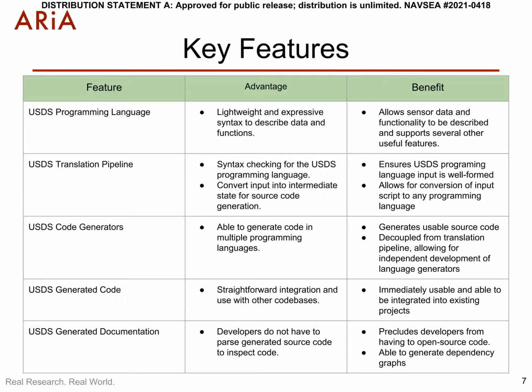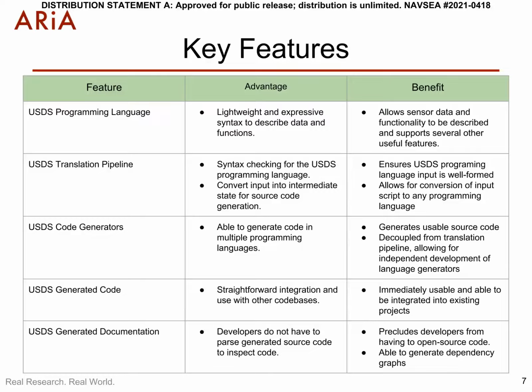The second key feature is the USDS translation pipeline. The advantages of this feature are that it performs syntax checking for the USDS programming language and is also able to convert the input USDS programming language script into an intermediate representation for source code generation. The benefits are that it ensures the USDS programming language input is well formed and also allows for the conversion of the input script to any programming language.